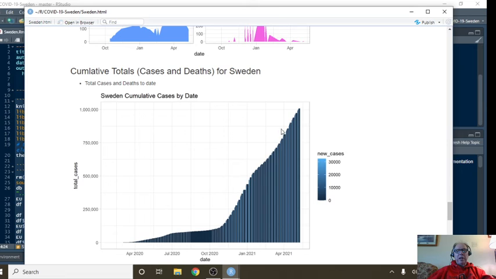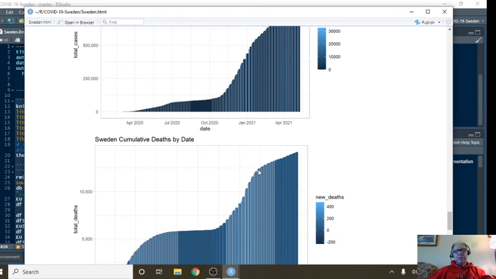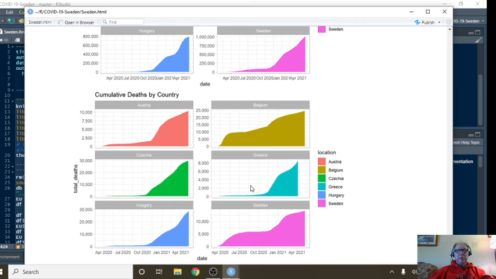This is cumulative total cases. You notice it just goes up, up, up. This is cumulative total deaths. Notice there does appear to be a slight flattening here. These are cumulative total cases and cumulative total deaths.